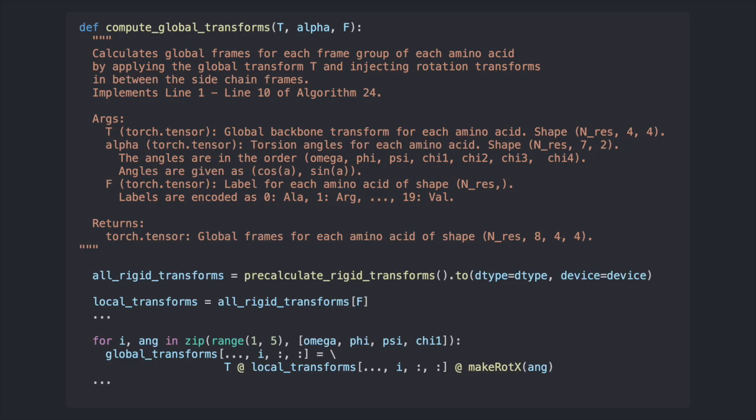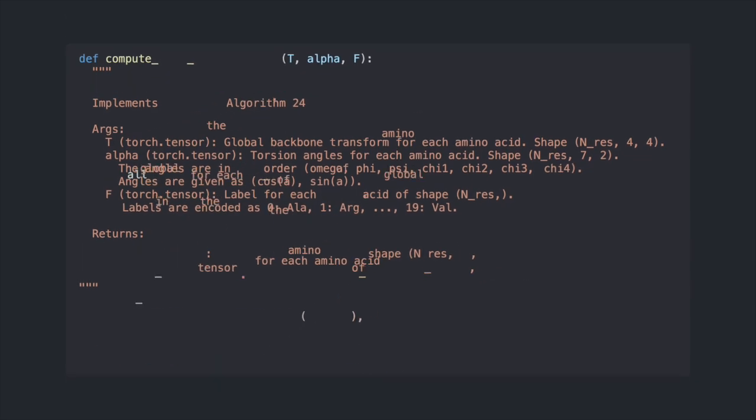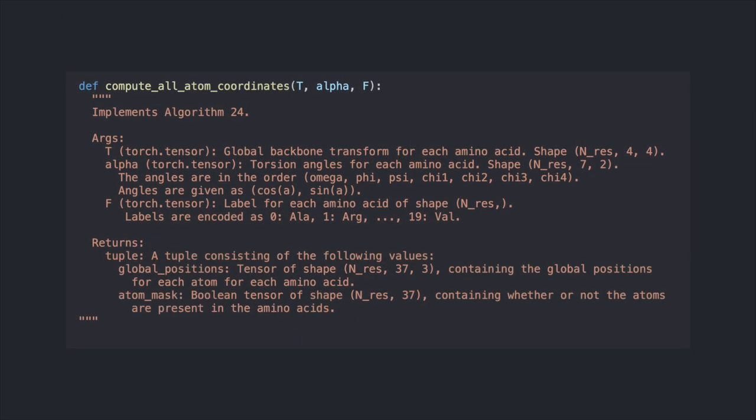For the sidechain frames, this is mostly the same. However, we don't use the backbone transform T, but the previously calculated global transform of the last sidechain frame for the calculation. Having calculated all the global frames for each residue, we can use those in the final method, compute all atom coordinates. It has the same arguments as compute global transforms, but it has different return values.